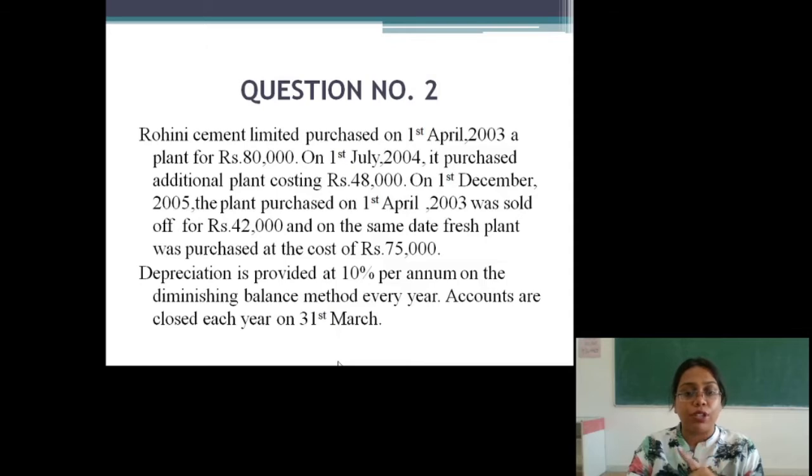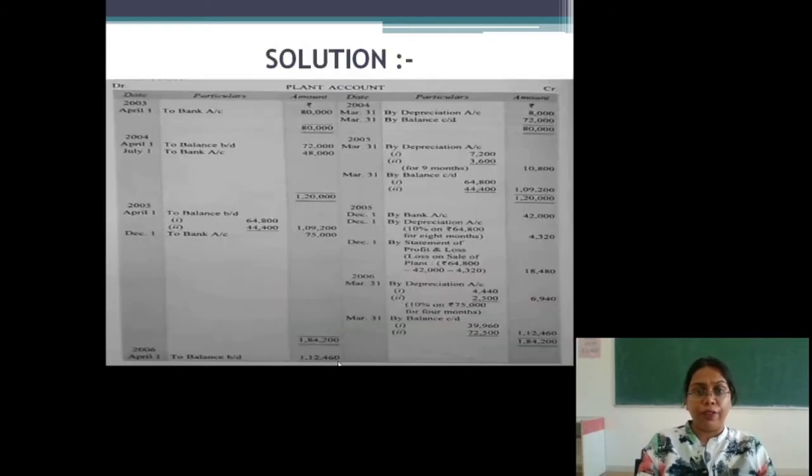On 1st December 2005 the plant purchased on 1st April 2003 was sold off for rupees 42,000, and on the same date a fresh plant was purchased at the cost of 75,000. Depreciation is provided at 10% per annum on diminishing balance method every year. Accounts are closed each year on 31st March. So now we will prepare a machinery account or plant account, debit, credit, date, particular, amount.